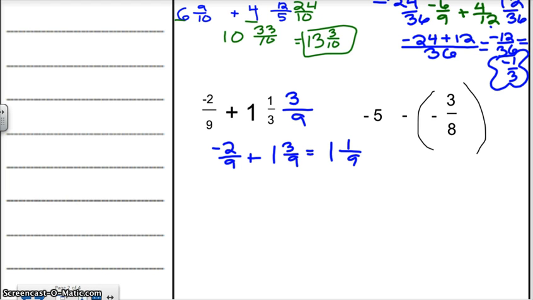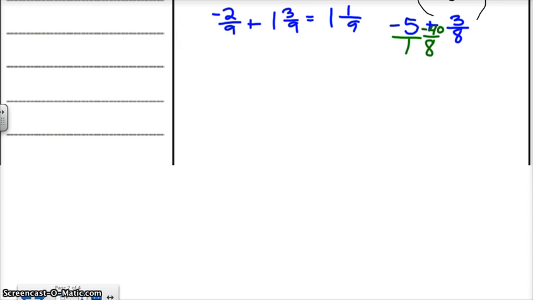Negative 5, take away a negative 3/8. That's really saying negative 5 plus 3/8. And I can't just combine them. It's not negative 5 and 3/8. I have to find that common denominator of 8. So notice what I did. I created a 1 on the denominator. 1 times 8 is 8. Negative 5 times 8 is negative 40. I'm rewriting because that looks sloppy. Negative 40 over 8 plus 3 over 8. Negative 40 plus 3 is a negative 37 over 8.